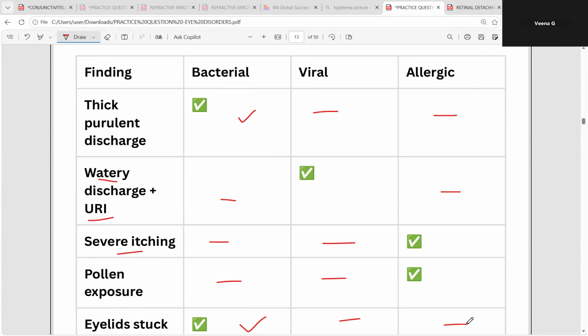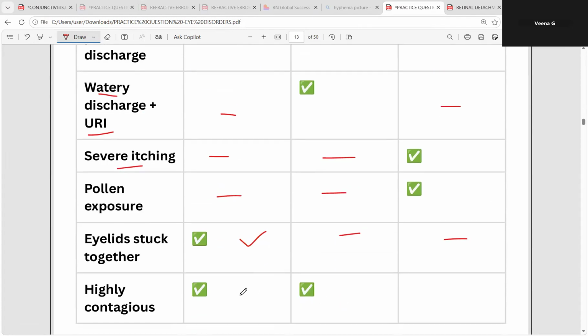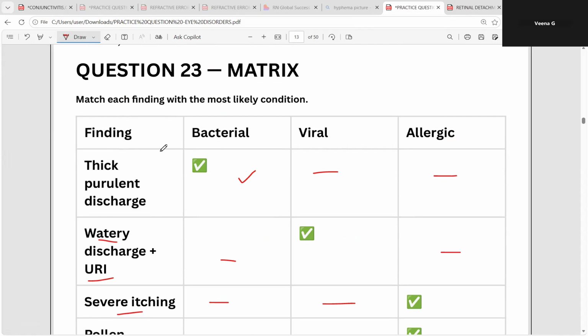And highly contagious. Mostly bacterial and viral conjunctivitis are highly contagious, and allergic conjunctivitis is not contagious. Contagious means it can be spread from one person to another person. It's not related with allergic conjunctivitis. So these are the main differences in findings of the three types of conjunctivitis. I have explained everything in the theory.